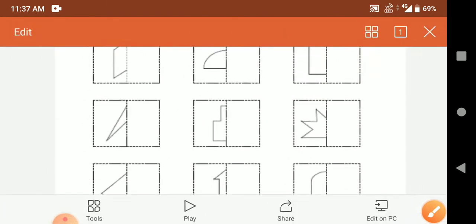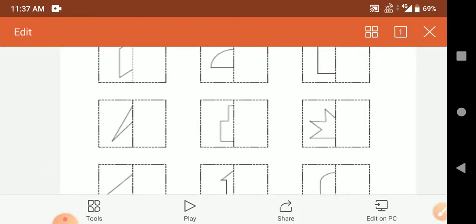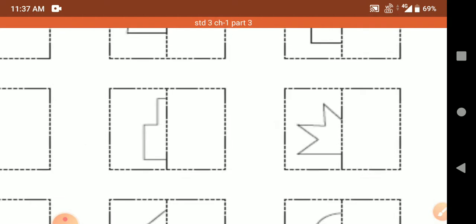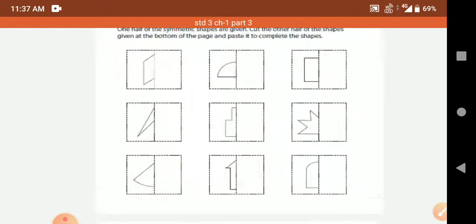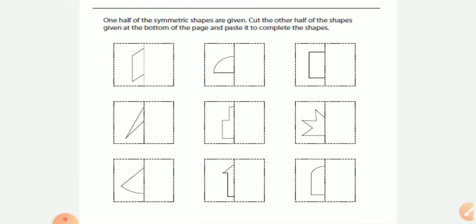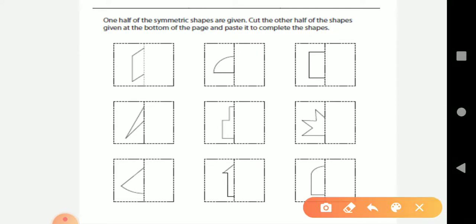It is also your homework. Okay, first you draw this exercise in your notebook. Look at the shape.